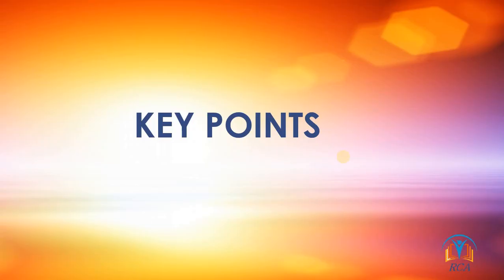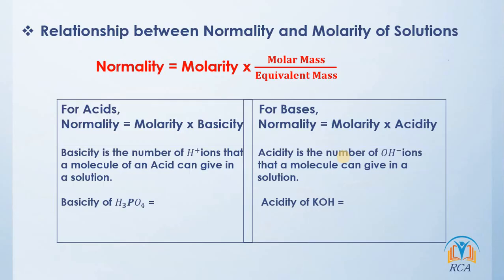Now what do we have next? We have some key points. Now these are very important key points to use in your competitive exams or to find out the MCQs really quickly, right? So we can understand these key points. First of all, what is the relationship between normality and molarity? If there is a question which deals with normality and molarity both, then what is the relation between these? Normality is always equal to molarity into molar mass divided by the equivalent mass of the solute.